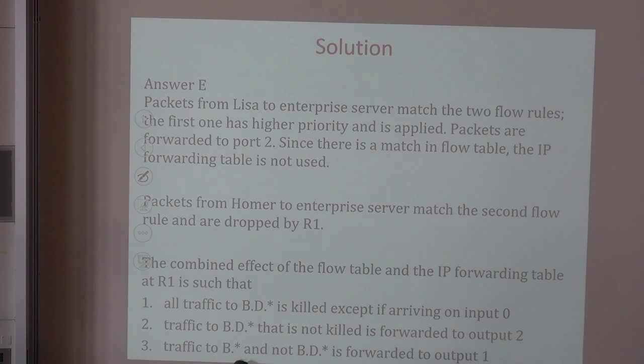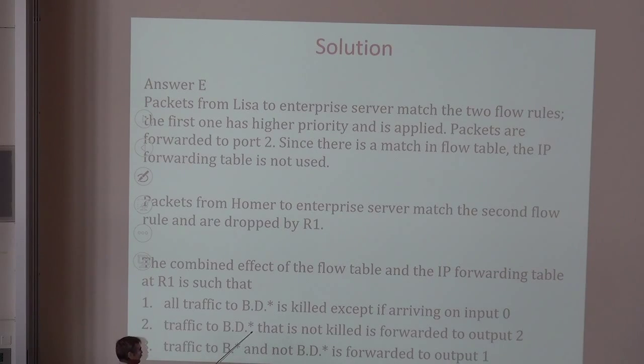In fact, if we look at what those rules are achieving, collectively, the two flow rules plus the routing table, we can see that they do the following. All traffic to B.D. something is killed, except if it arrives on input port 0. So in some sense, you are protecting B.D. star, which is where your enterprise servers are, and the only way some traffic can lead to there is if it comes on input port 0. Which is one way enterprise networks are managed today. This is an attempt to limit the damage that security attacks can do. You need to watch very carefully only input port 0.